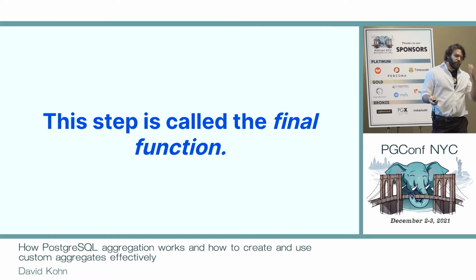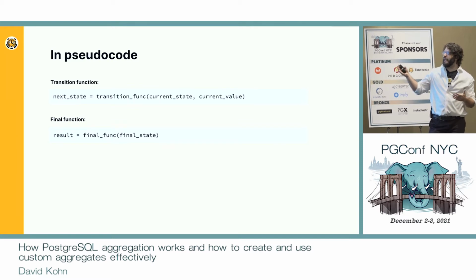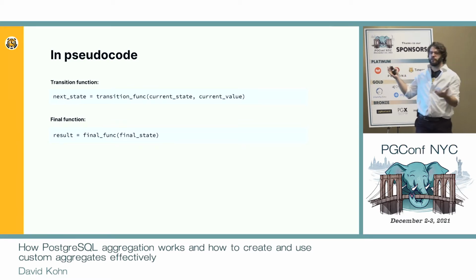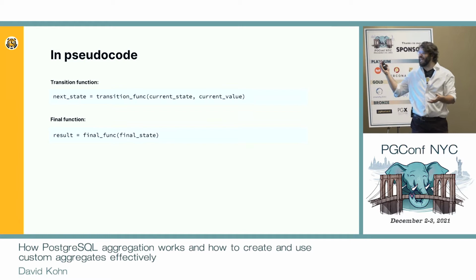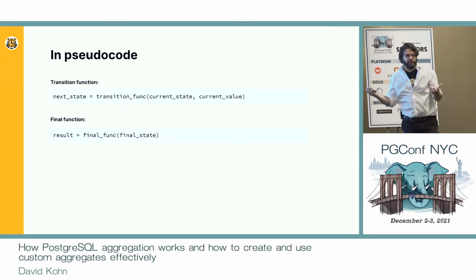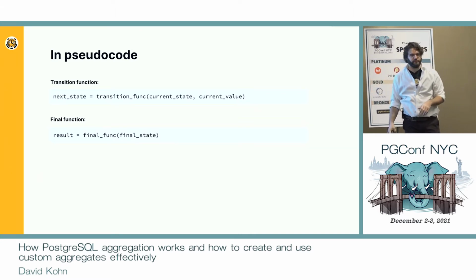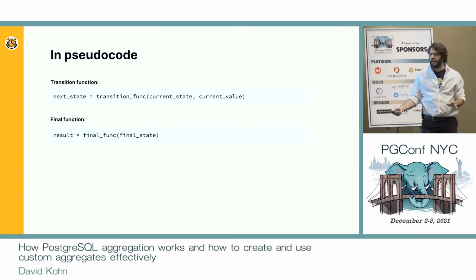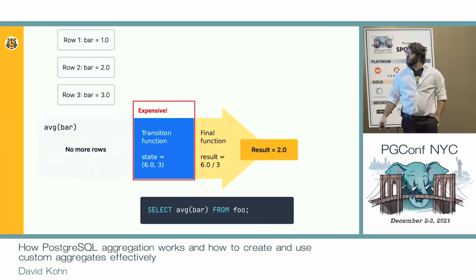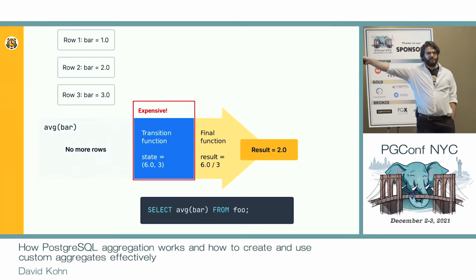So if we sort of put that in pseudocode, the next state is calculated by applying the transition function to the previous state, or I guess the current state, and the current value. And then the final function is applied to the final state and produces a result. Easy enough. Okay. So one thing to note here is that the transition function is the expensive part.